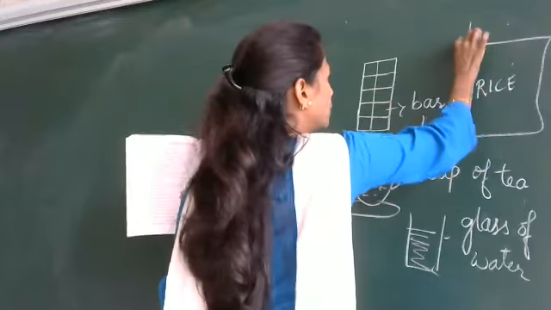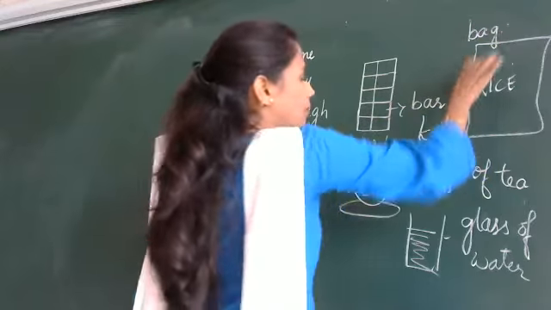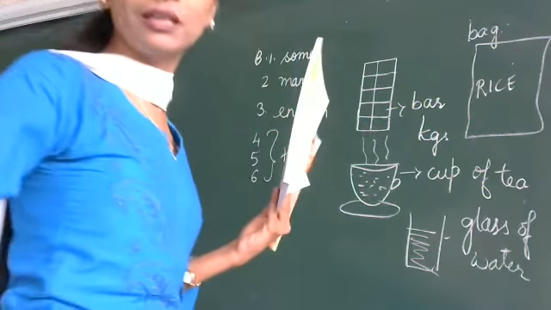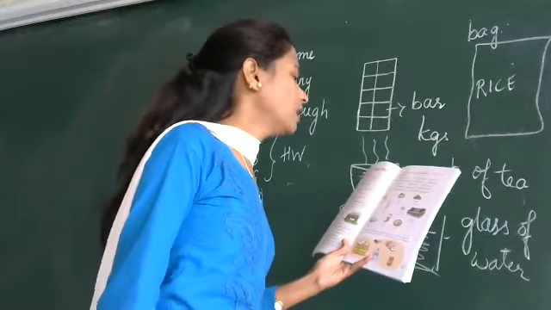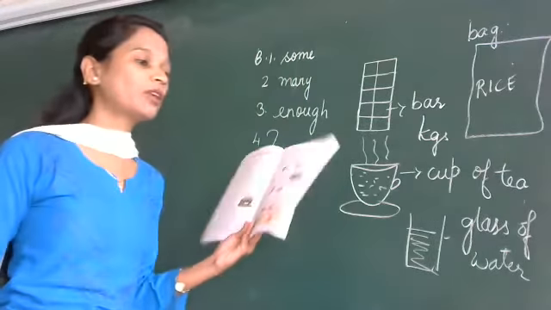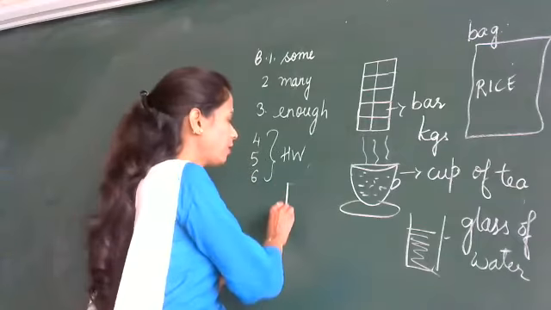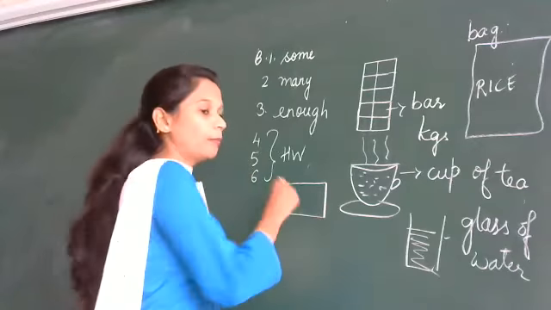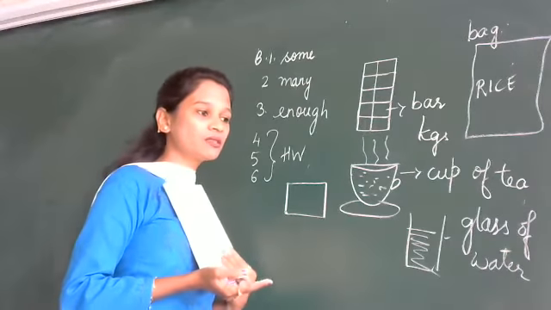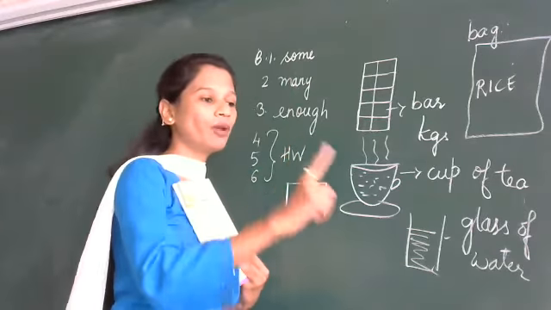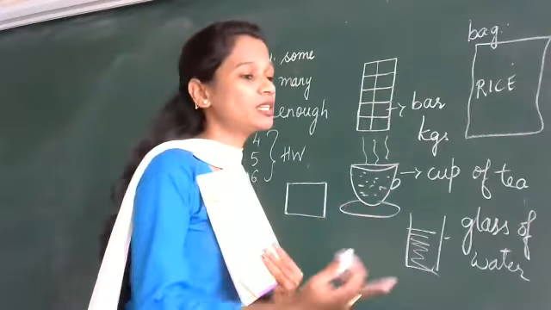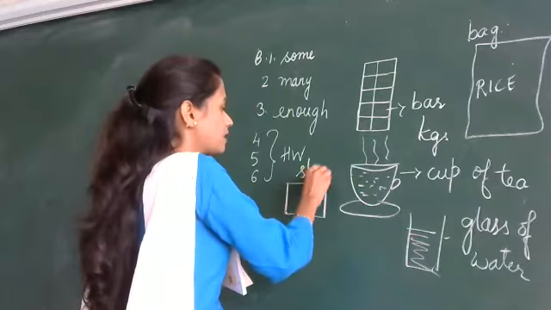So what is it called? Bag of rice. Yes, it's called a bag of rice. A slice of cake. Now I gave you an example of a slice of bread. Bread is also called a slice. Cake is also called a slice. One piece of bread or cake or cheese is called a slice.